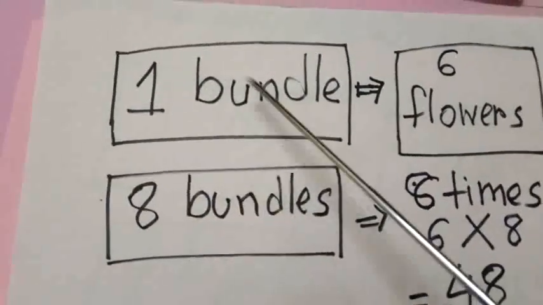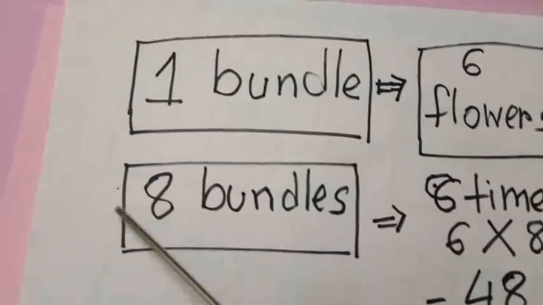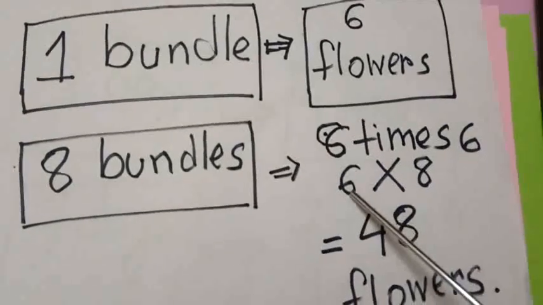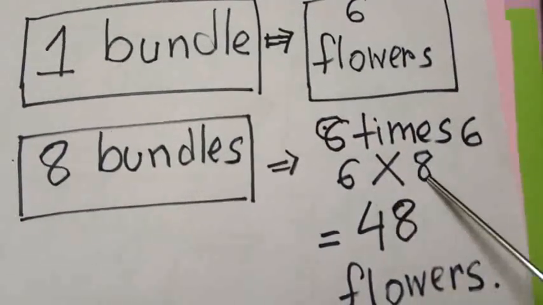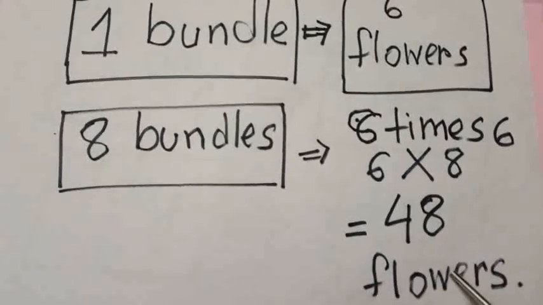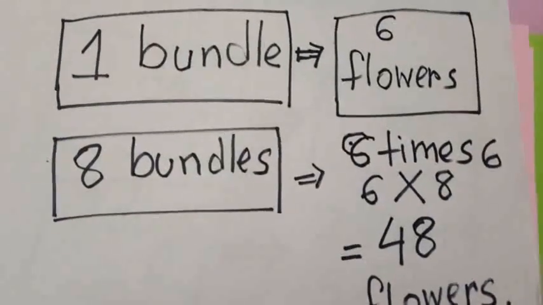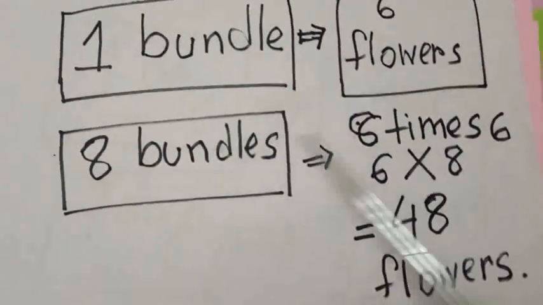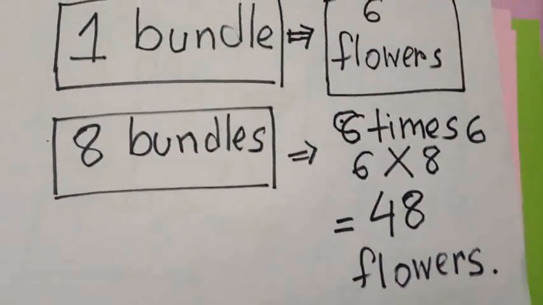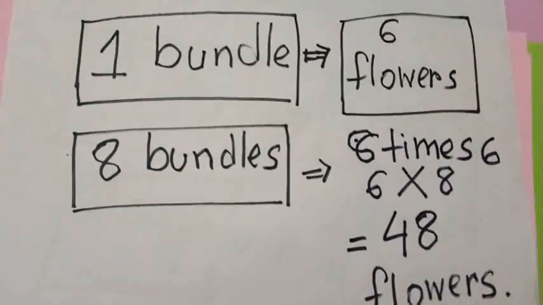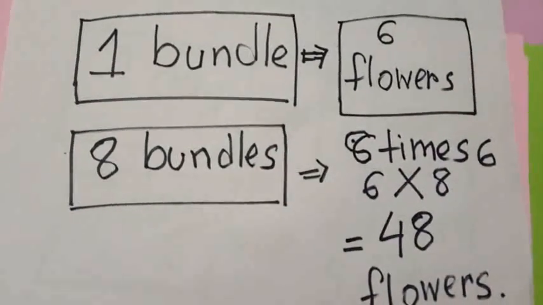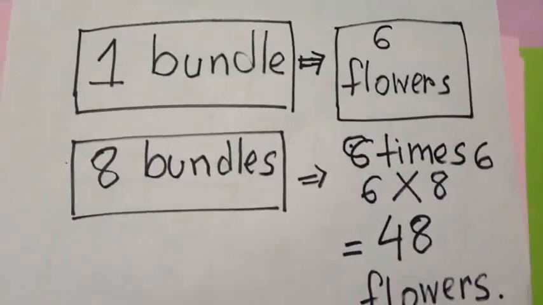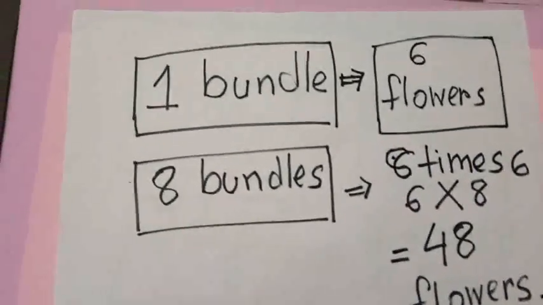Look, one bundle has 6 flowers. Then 8 bundles have 8 times 6. 8 times 6 means 6 multiplied by 8, 48 flowers. Then as before, you have to make a sentence with the first line, the second line, and write the answer. I will not show how to write the answer. You have to try, then follow my solution sheet and try to understand how to solve.